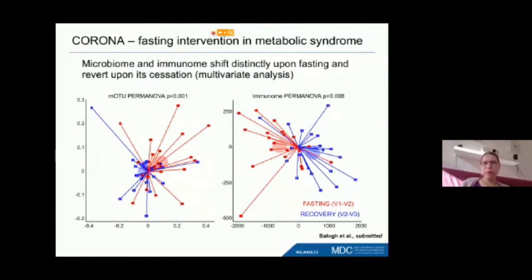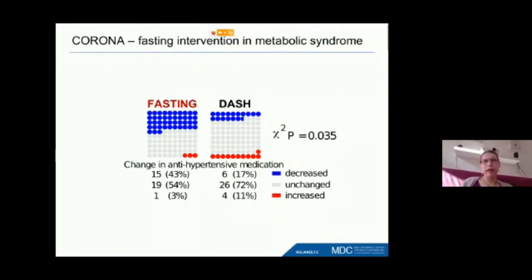If we look closer at what features drive these changes, we see, oh yeah, this is another important thing that we need to take into account. So the subjects were, as I mentioned, hypertensive metabolic syndrome patients. Many of them were already on some sort of antihypertensive medication. Most subjects could reduce, or many subjects could reduce their antihypertensive medication in the group that underwent both fasting and a shift to a DASH diet.